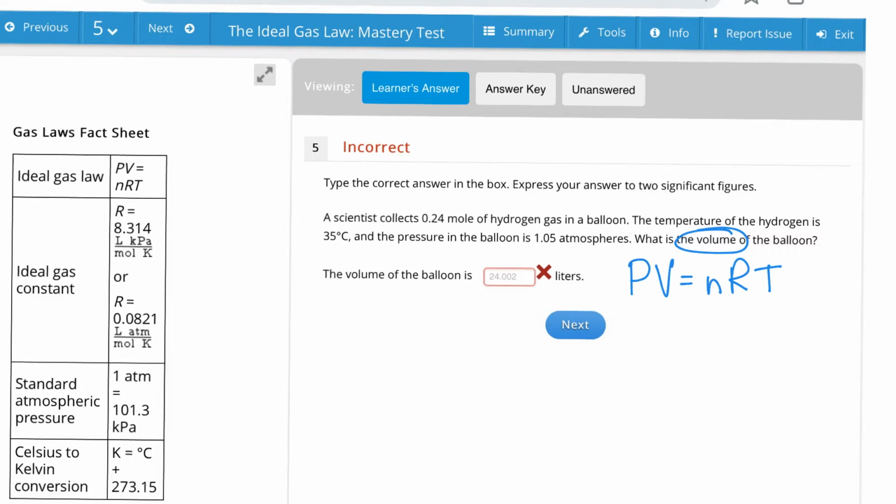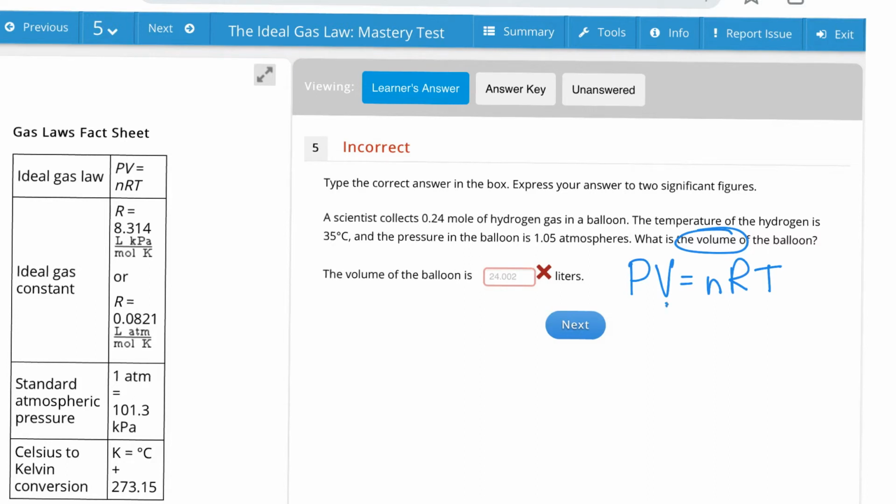Our ideal gas law formula is PV, or pressure times volume, equals nRT, which is the number of moles, times the ideal gas constant, times the temperature in Kelvin degrees. Okay, so since we're looking for volume, we're going to get the V by itself.